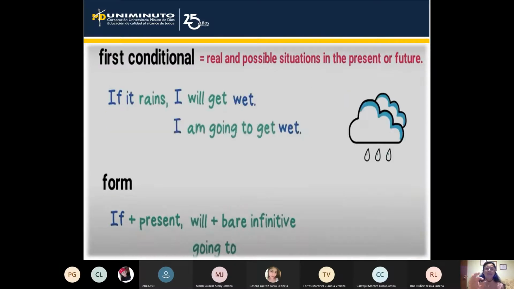Then we have the other conditional, which is the first conditional sentence. What is used the first conditional? Is when you want to express real or possible situations in the present or the future. Based on the present, you predict or you have an expectation about the future. For example, if it rains, future tense, I will get wet. No, I will get wet if it rains.